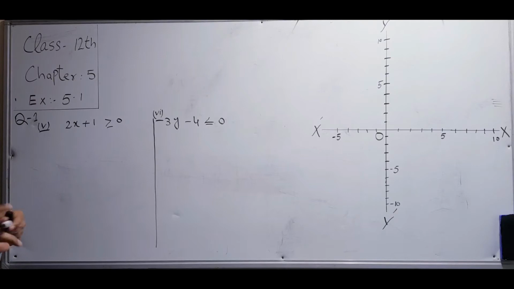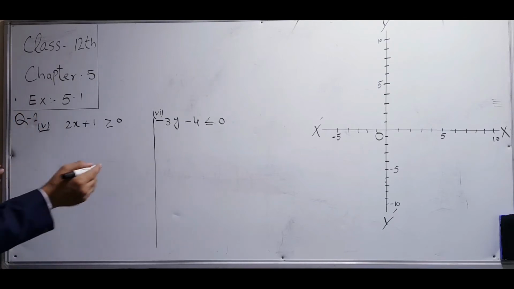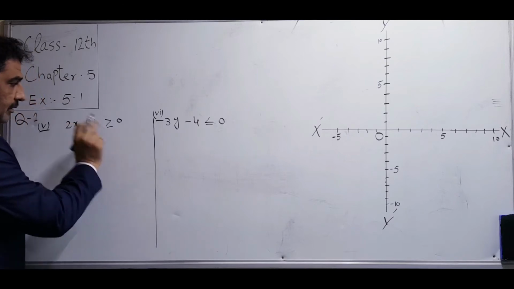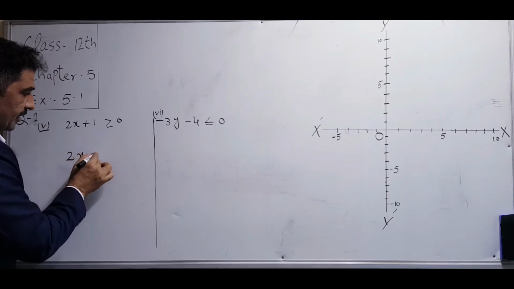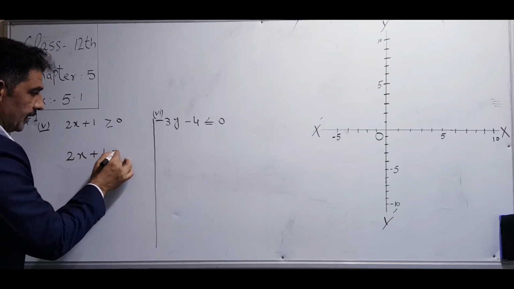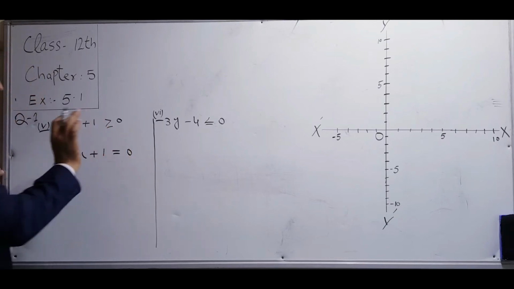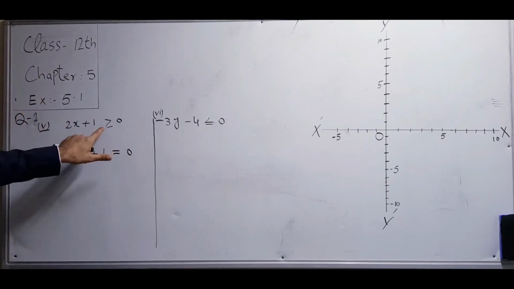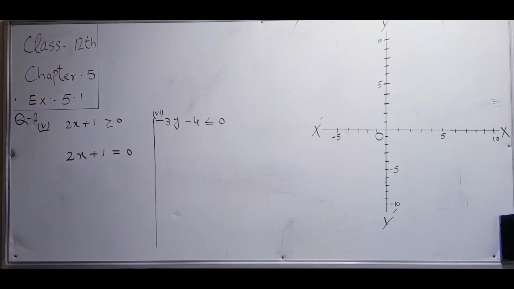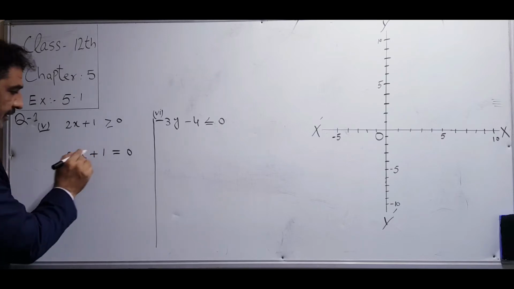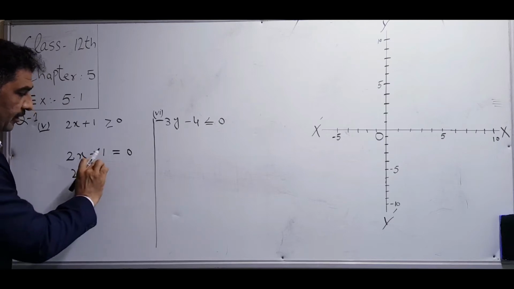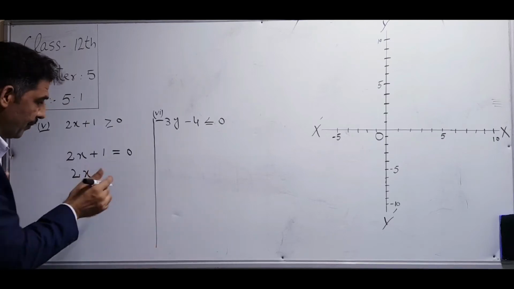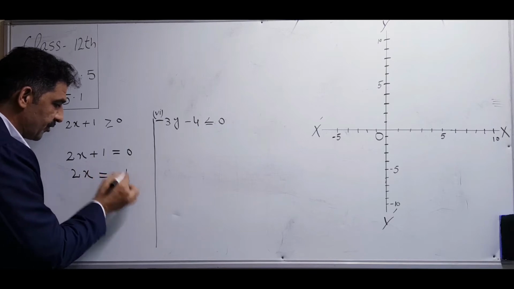What is the first step to solve this inequality? The first step: remove this sign and use the sign of equality. 2x plus 1 is equal to 0. Even if it is less than or greater than, no issue. You just remove it and apply the sign of equality. After that, find the value of x. The 1 is shifting to the other side, so what will it become? Minus 1.